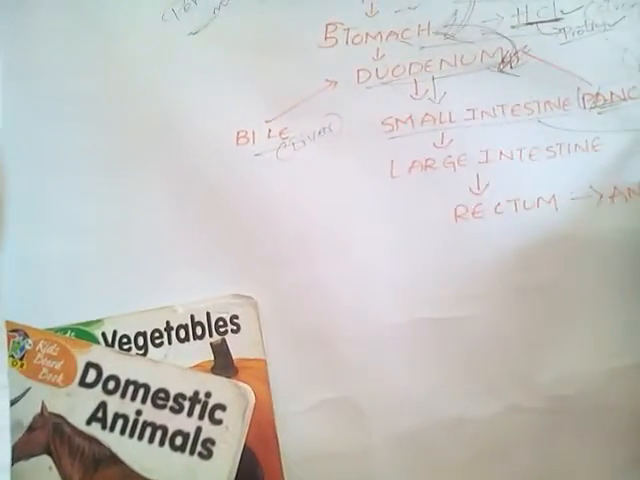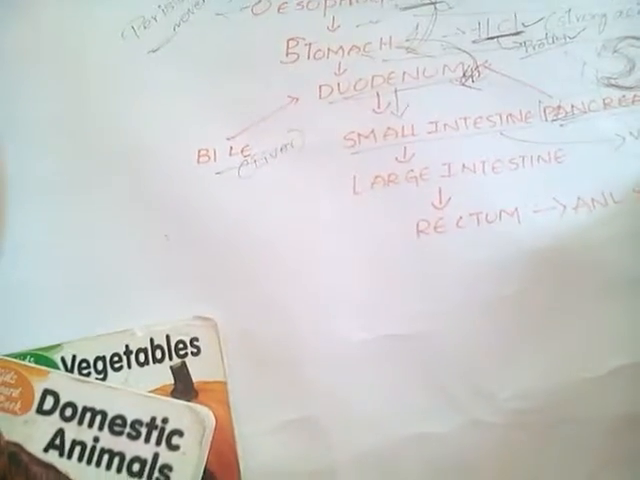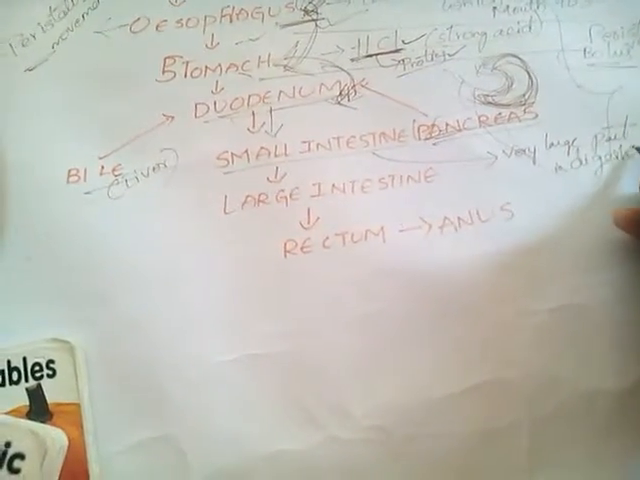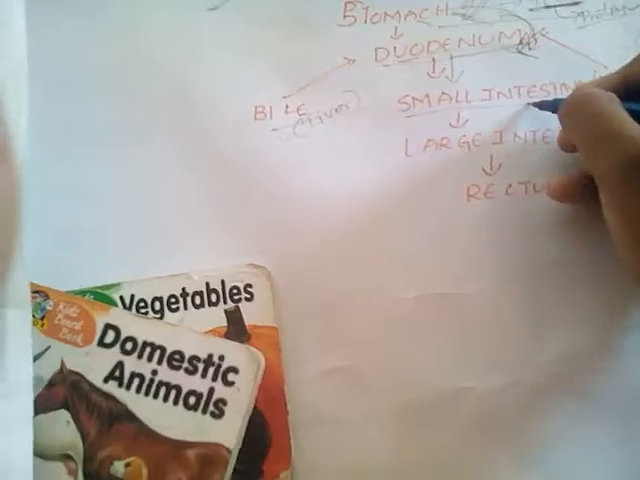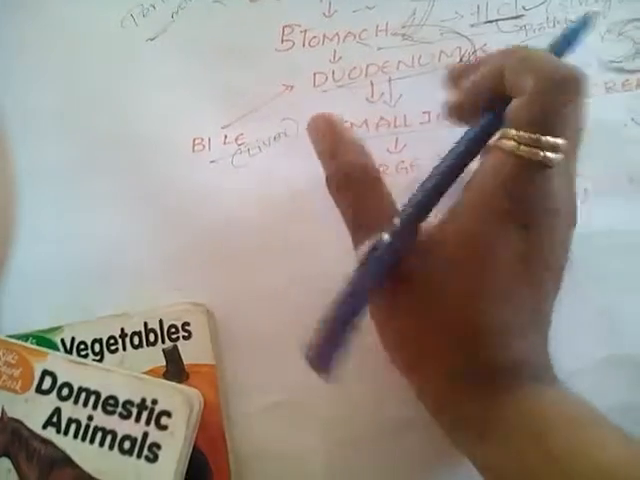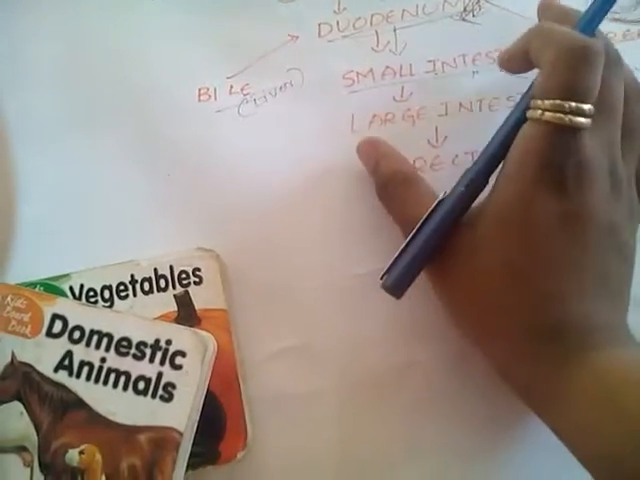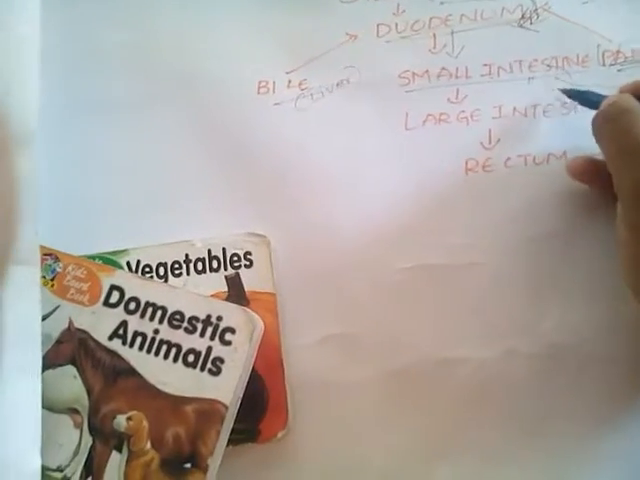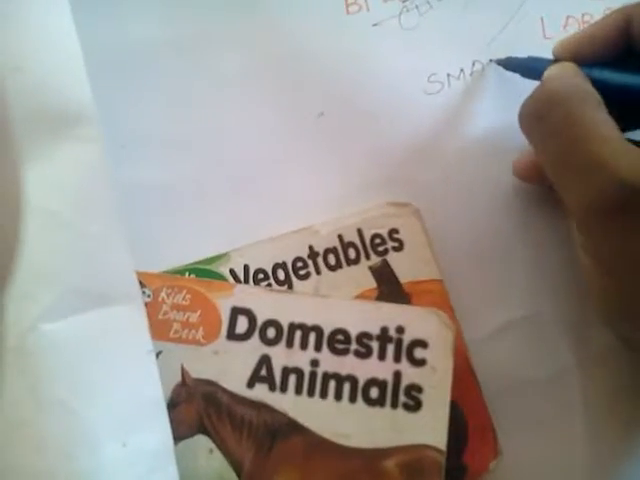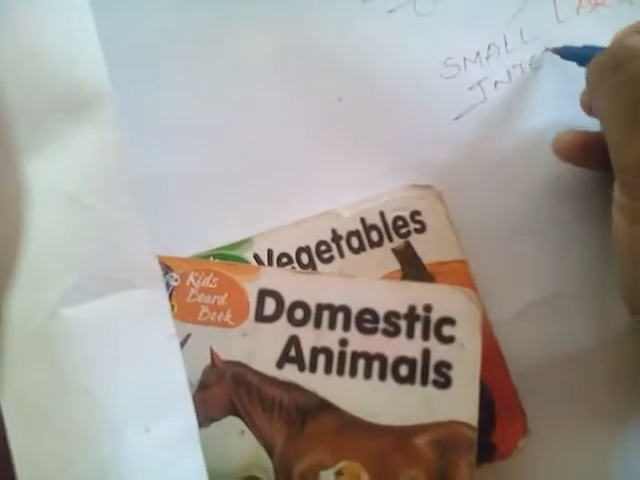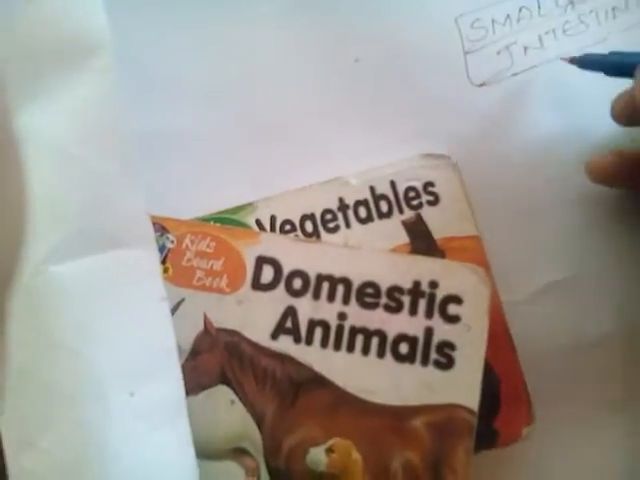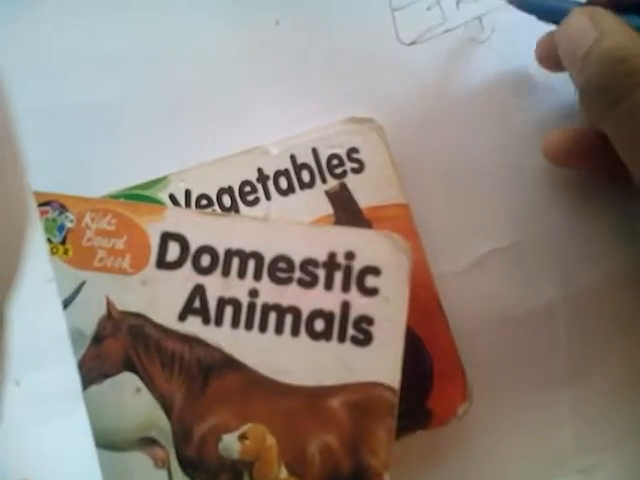small intestine. The small intestine is a very large part in digestion, right? The small intestine plays a very important role in the digestion, and after this, the food is transferred into the large intestine. We have to know what happens in the small intestine, and how the food gets digested there.